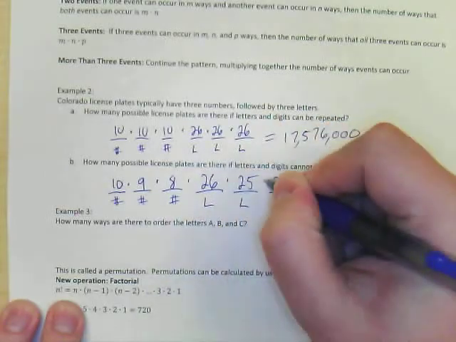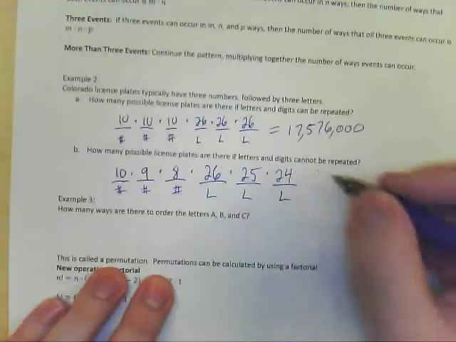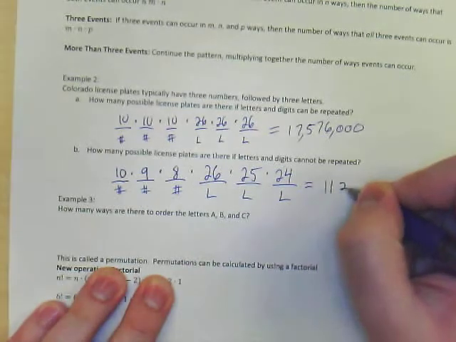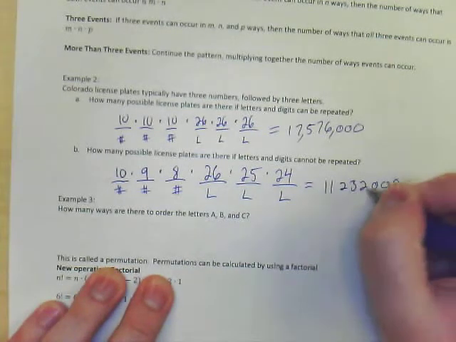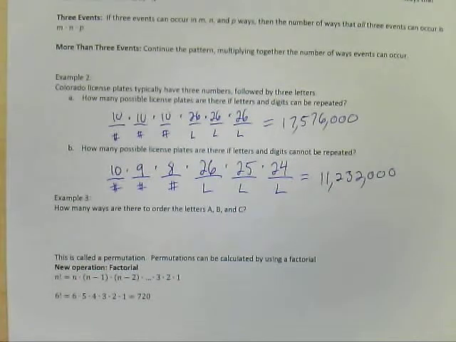going to multiply all of them together. So it's going to be 10 times 9 times 8 times 26 times 25 times 24. And we get 1123200. So that's about 11 million. So not as many, but still quite a lot of combinations of letters and numbers that we can have there.